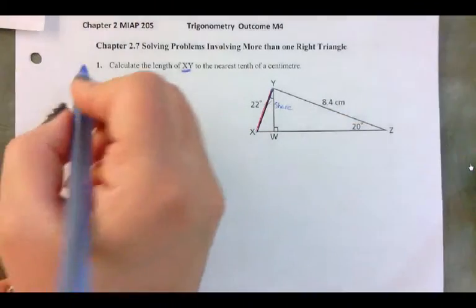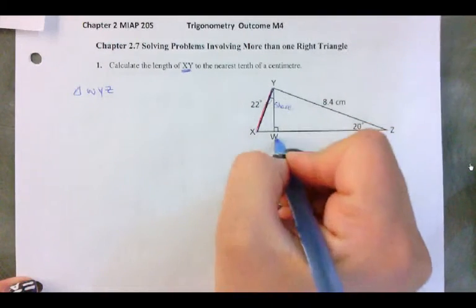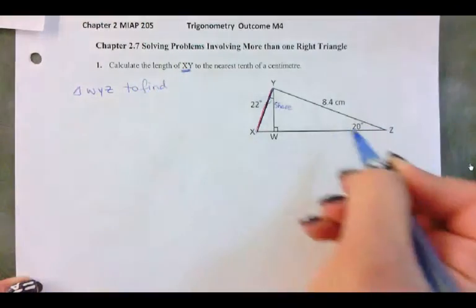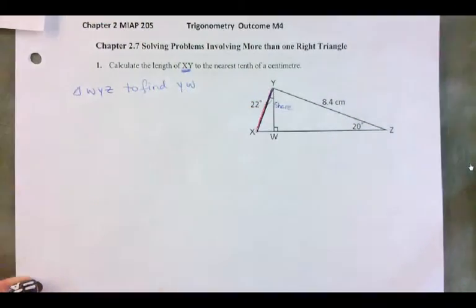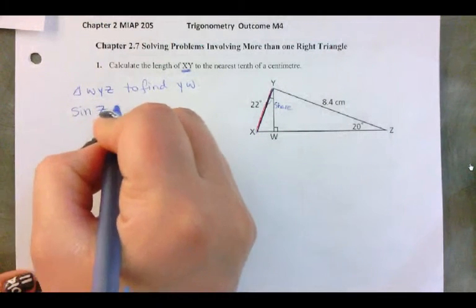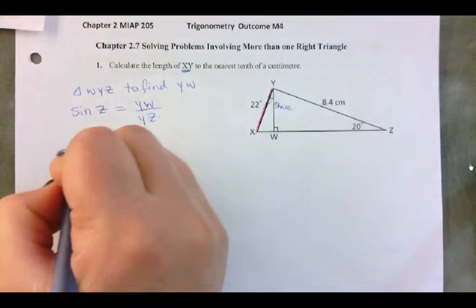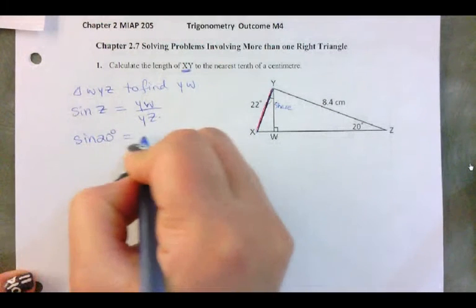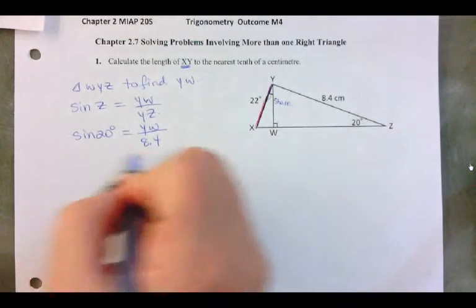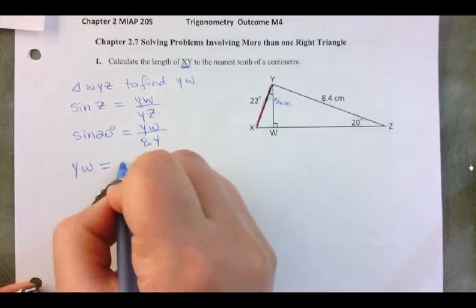So why don't we use triangle WYZ to find this side here that they share, which is YW. Okay, so in order to find YW, we're going to use sine. So it's sine Z, and that's YW over YZ. So we have sine of 20 degrees is equal to YW over 8.4. Solving for YW, multiply 8.4 on both sides, and we end up with this.